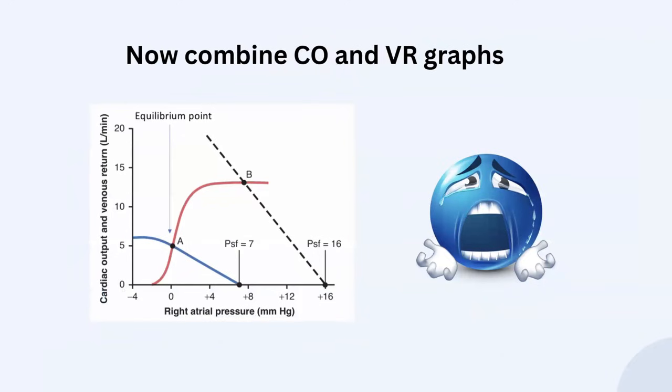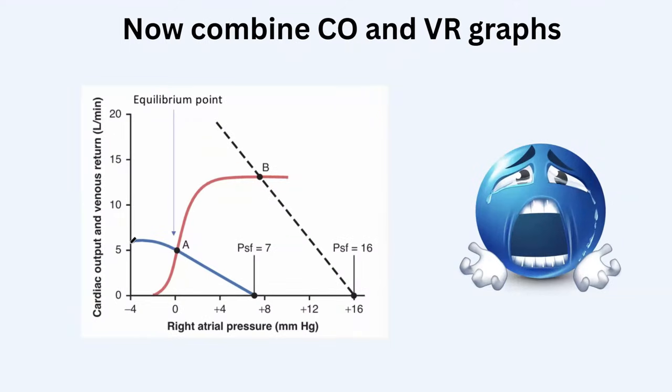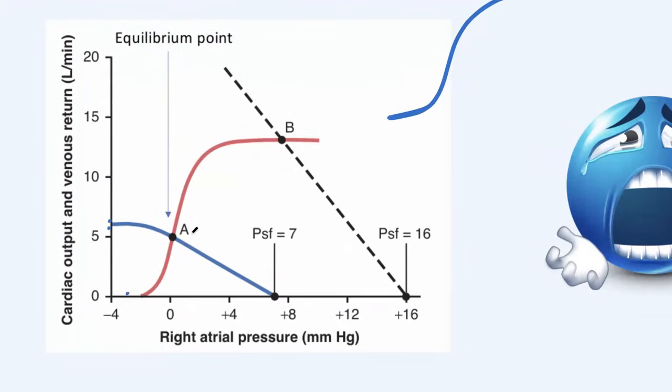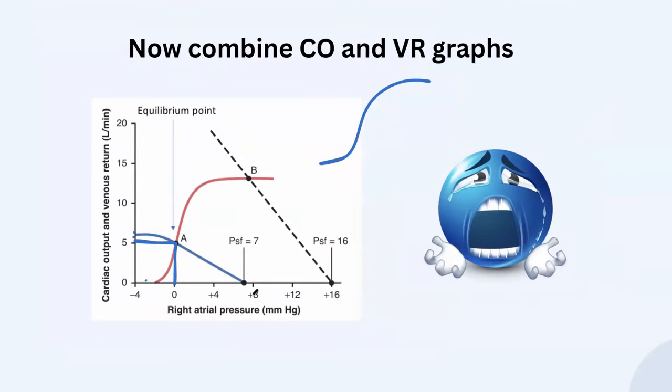Next, we're going to combine the cardiac output and the venous return graphs. Okay, so this is a venous return graph. You can see here, it starts over here and then it goes downwards. And the cardiac output graph always has this sigmoid shape like this. So this is the cardiac output graph. The equilibrium point is important to know here. At a right atrial pressure of 0, your cardiac output and your venous return both are 5 liters per minute. This is very important to note. And your mean systemic filling pressure is 7.